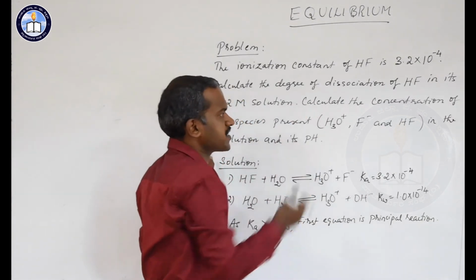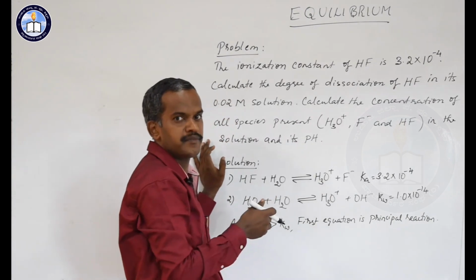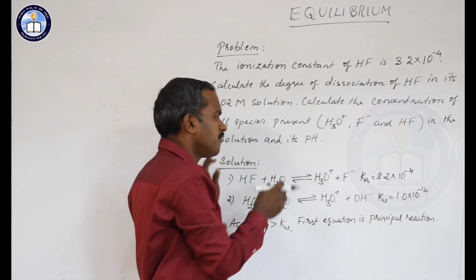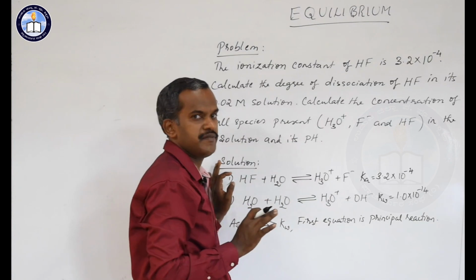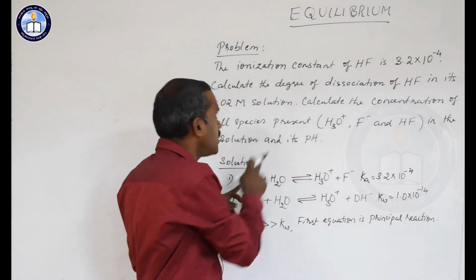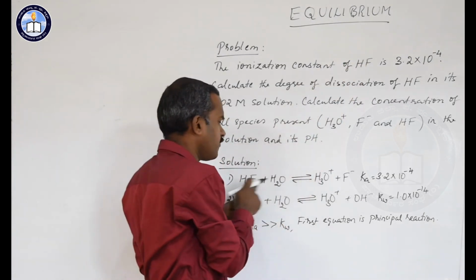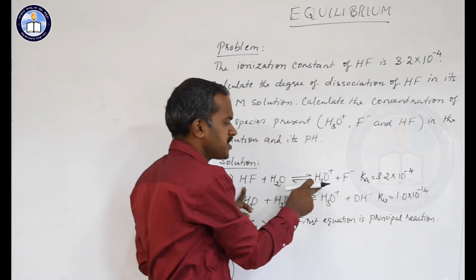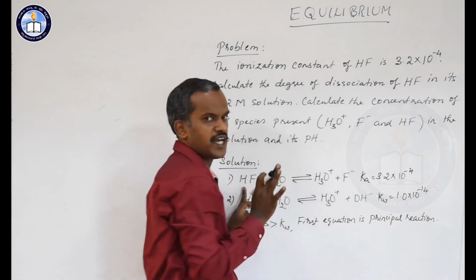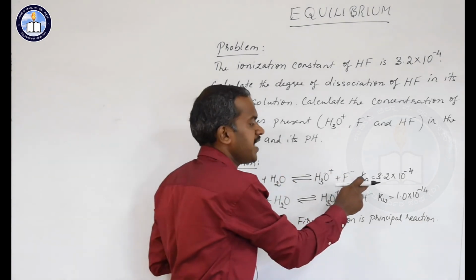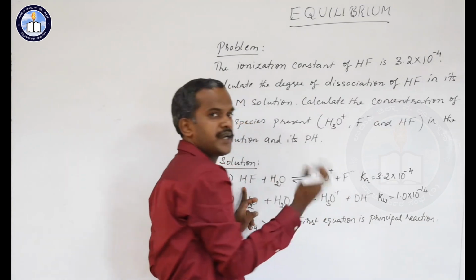First try to understand what I told you earlier, the different steps to be followed. First you have to write the balanced equation for the dissociation. It is given for an aqueous solution of HF. So HF dissolved in water forms H3O plus and F minus. The equation is already balanced, and for that the Ka value is given here. I didn't write anything new.